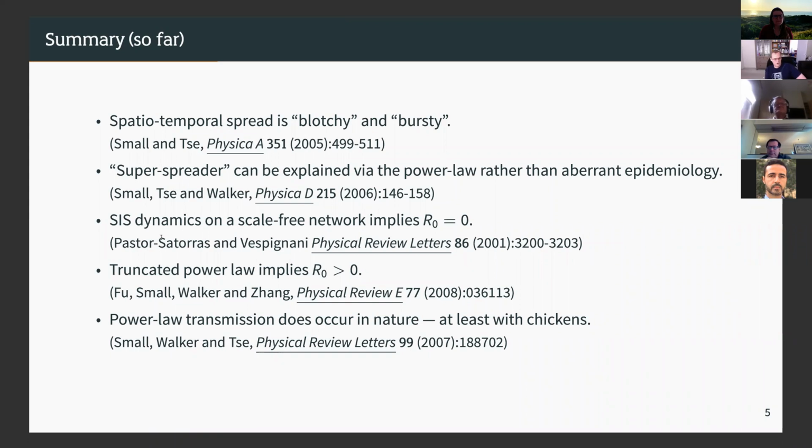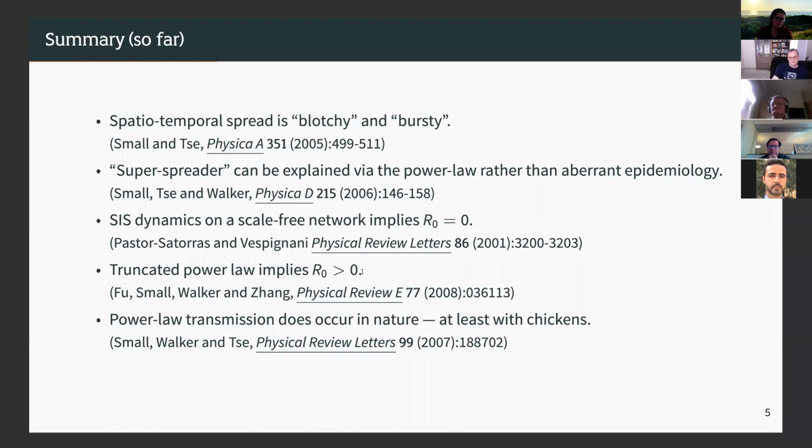So, a potted history of the early literature on this. What I just described is the Pastor-Satorras and Vespignani paper from PRL from 2001, which was exactly a statement of that. If you have SIS dynamics on a scale-free network, then the threshold for an endemic epidemic is 0. We then took that and then said, which is rather obvious actually, if you truncate that power law, then you get a positive value of R0 and there's a chance of containing the outbreak.